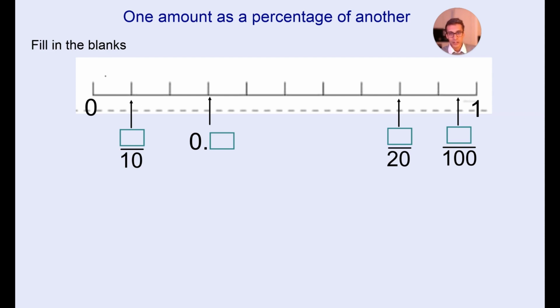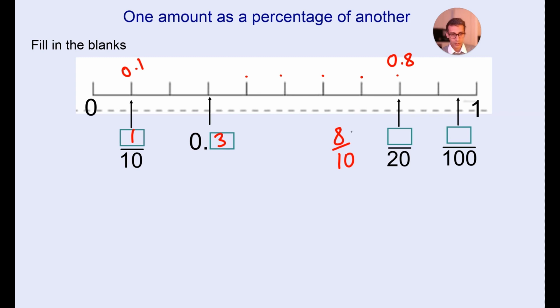Okay, so first thing you're going to notice here is there's 10 equal steps as we go along between 0 and 1. So that means each step is worth 0.1. So if this is 0.1, that's going to be 1/10. We've got 2, 3, so that's going to be 0.3. 4, 5, 6, 7, 8. So this is 0.8, which is the same as 8/10.